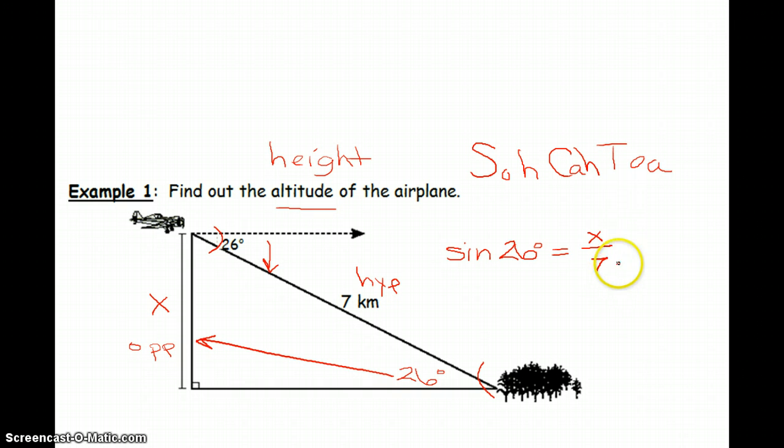Algebraically, if you just look at the 7 in the denominator, I need to multiply both sides by that 7 in order to clear that. These over here go away, and if I rewrite this, I know that x will be equal to 7 times sine of 26 degrees. Now, we'll solve the rest in class, but if I go ahead and look at my calculator, typing in 7 sine of 26 degrees, I will find out that x is approximately 3 kilometers, which means that the height or altitude of this airplane is 3 kilometers in the sky.